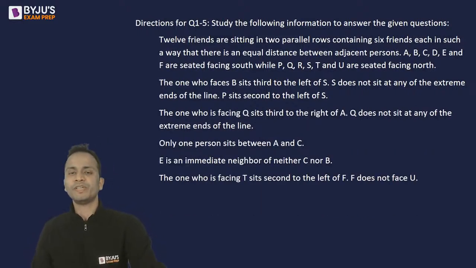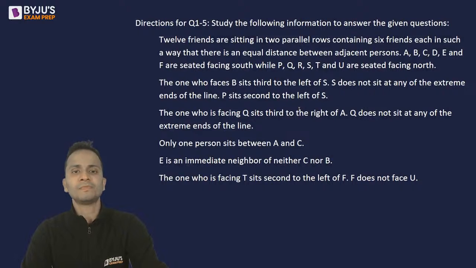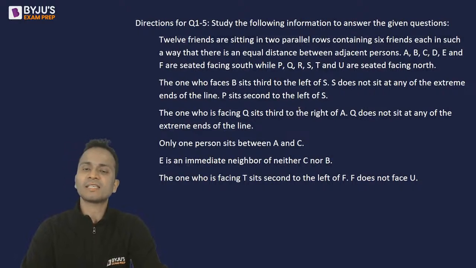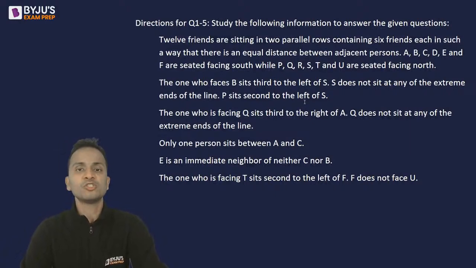All right, the one who is facing Q sits third to the right of A. Q does not sit at any of the extreme ends of the line, right? Only one person sits between A and C. E is an immediate neighbor of neither C nor B. The one who is facing T sits second to the left of F. F does not face U. So this is the entire set of directions. Quickly use these directions, draw an arrangement, and then post done in the chat box.